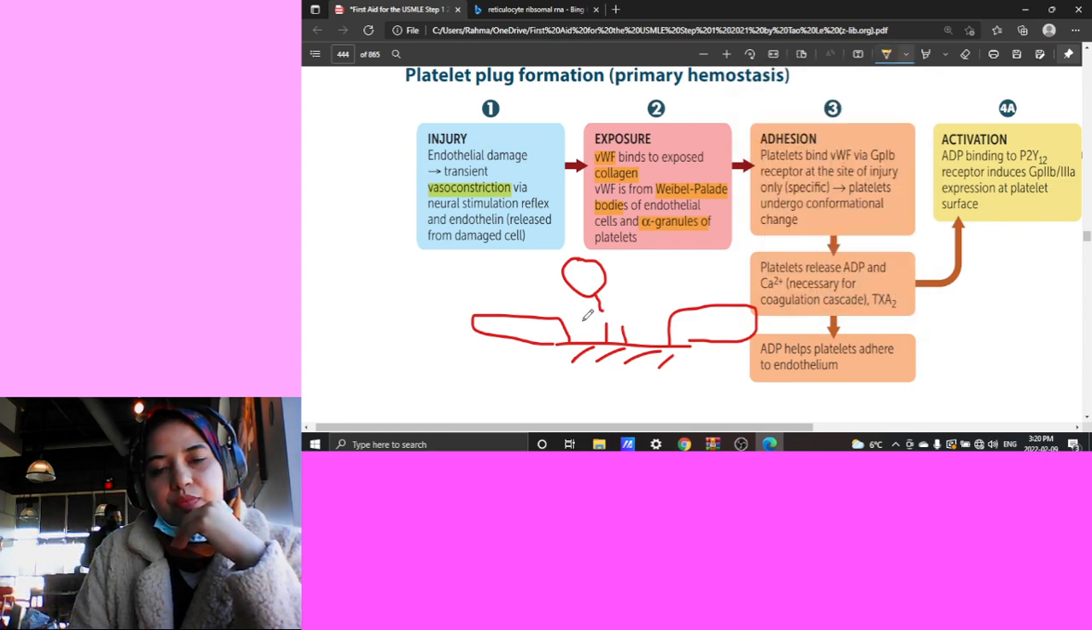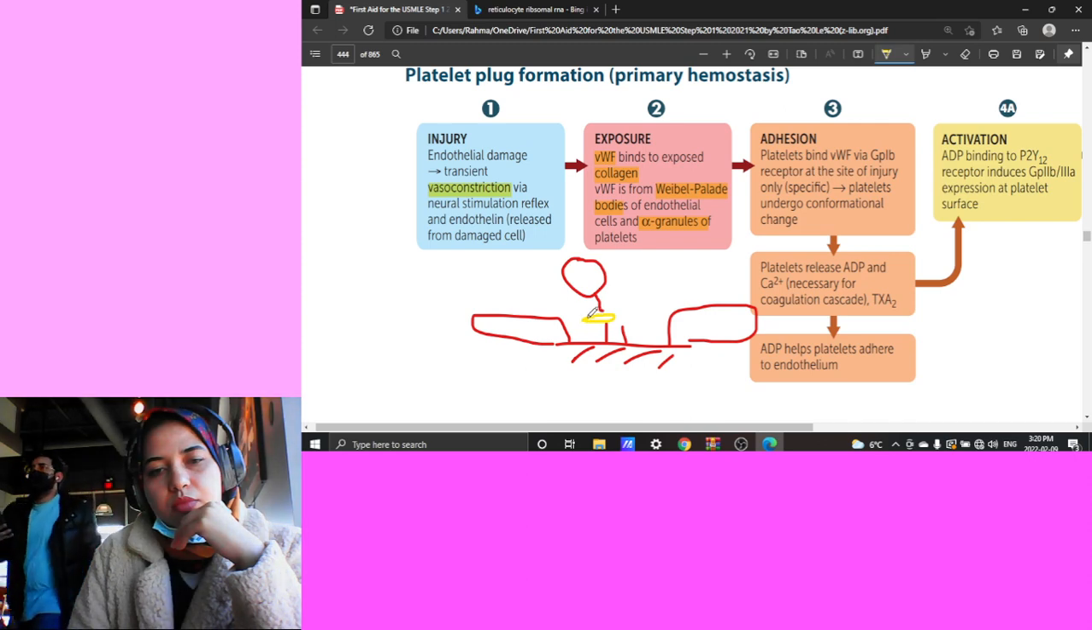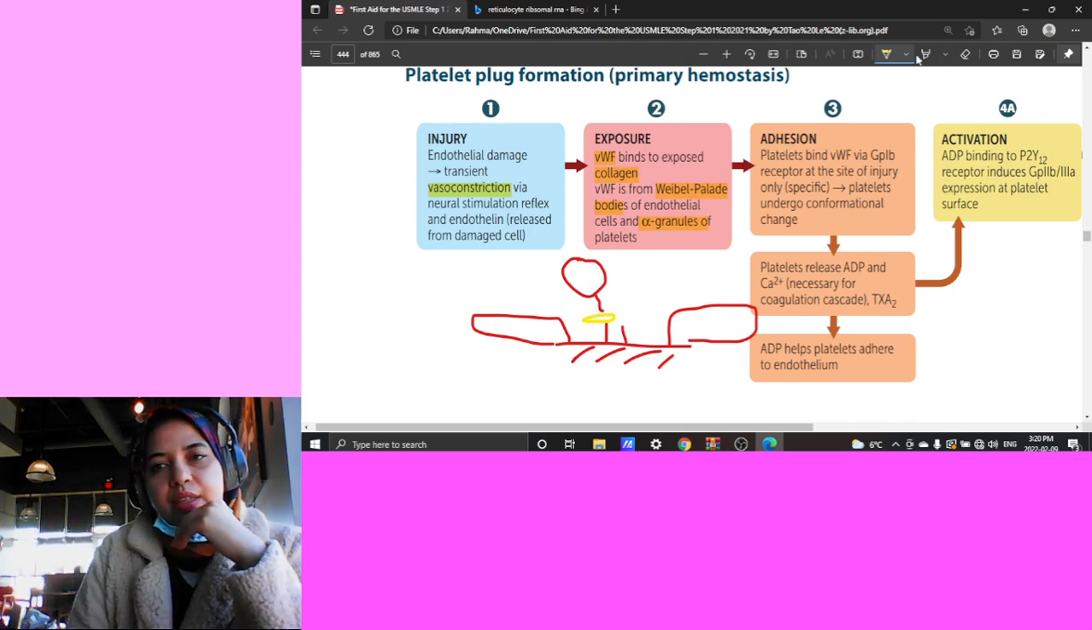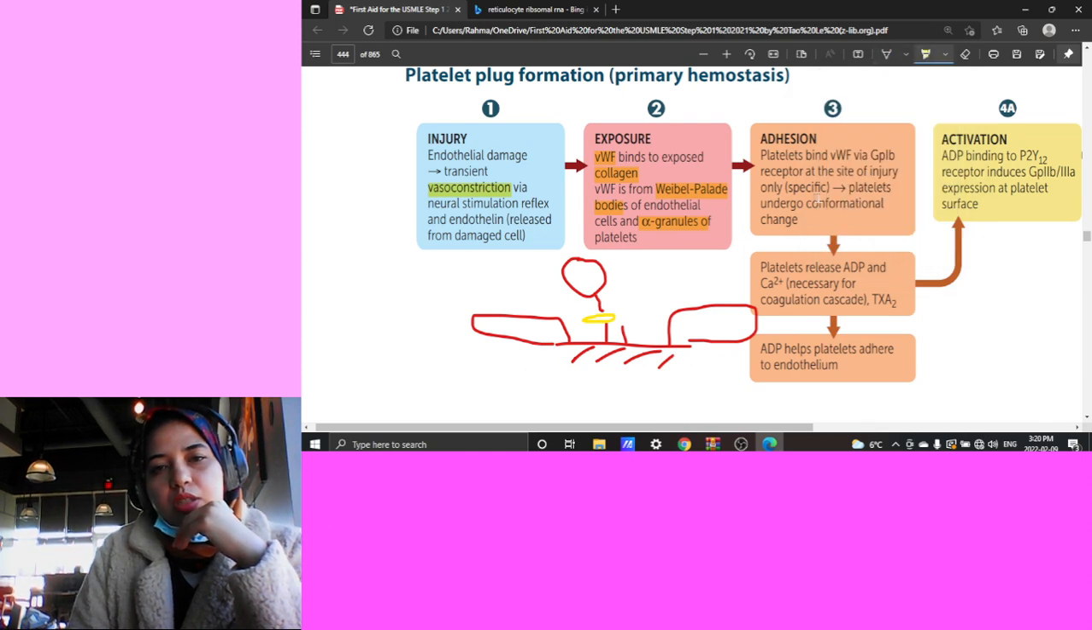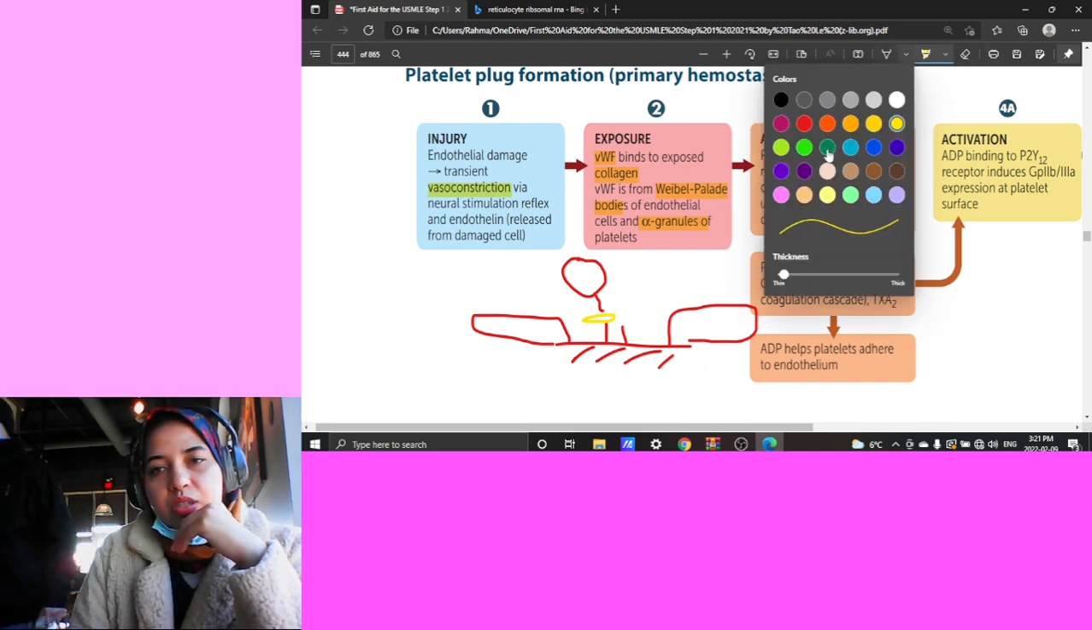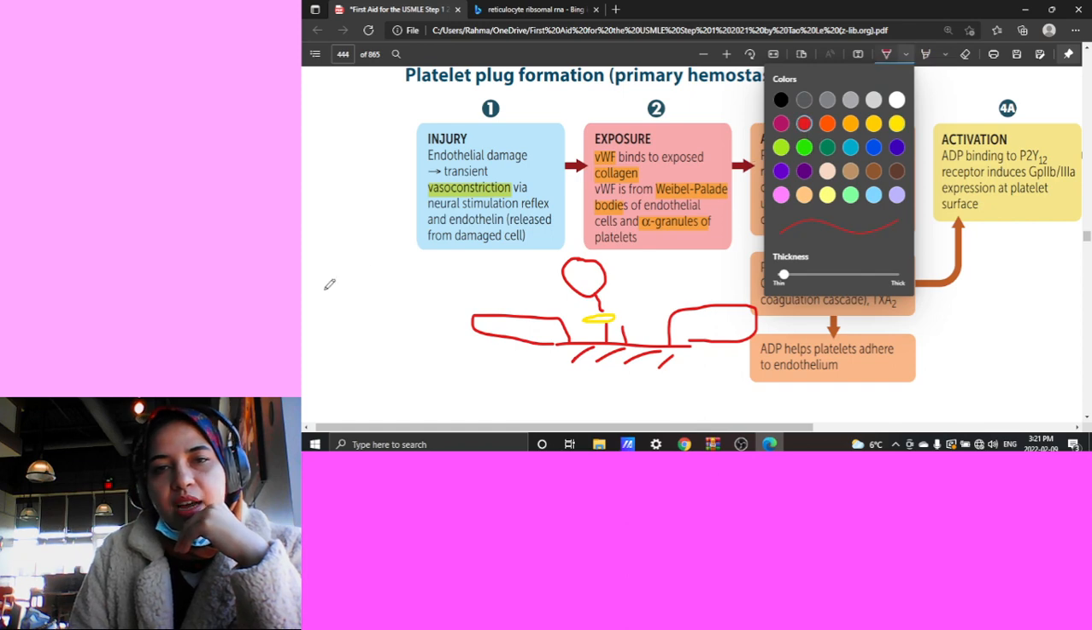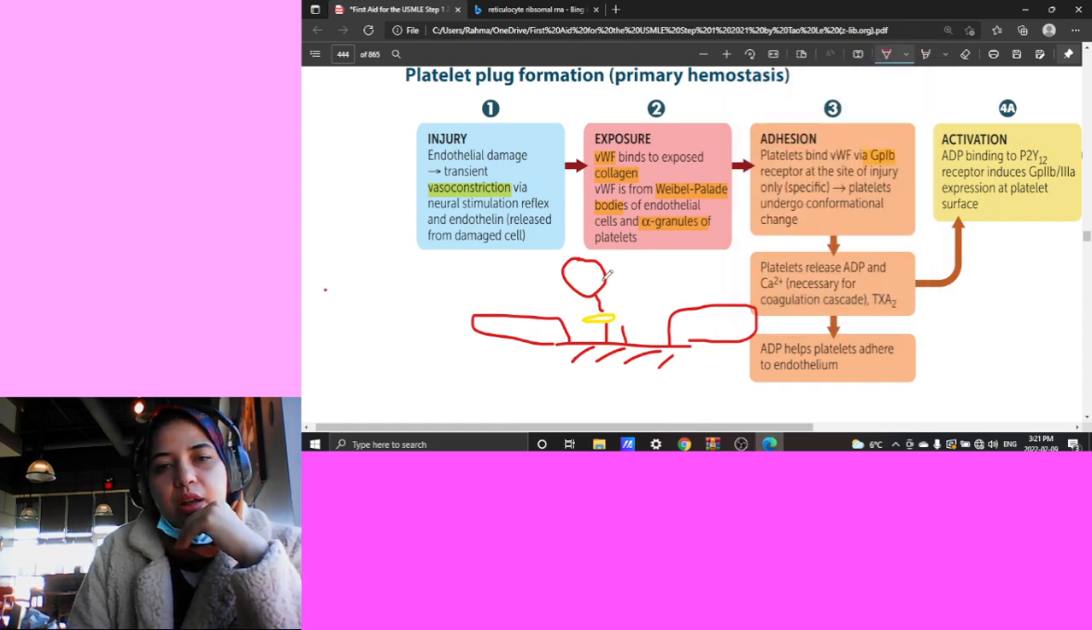It's going to adhere, and the adherence is mediated by a receptor called GP1B receptor. So that GP1B receptor right here is going to bind to the von Willebrand factor, which is bound to the collagen here that was exposed on injury of the endothelium. The next step is very simple: now that I have adhesion, I'm going to be activated.